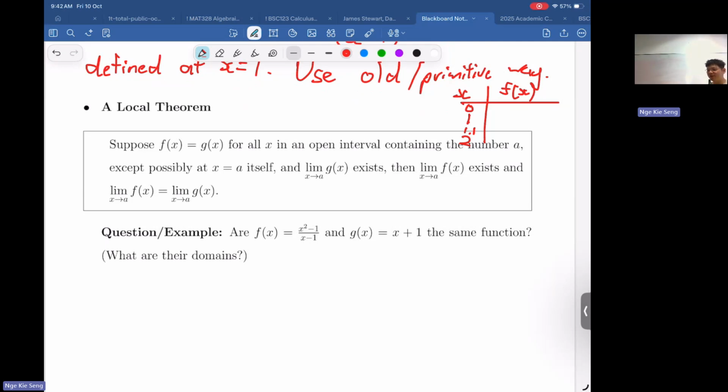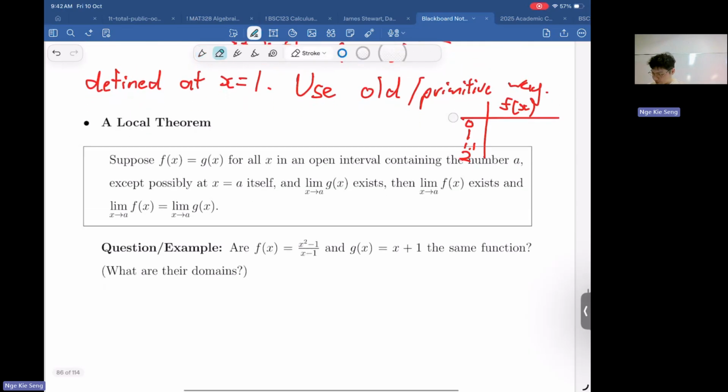What we were doing just now was actually this theorem. We replace an f by another g. It's f(x) and g(x) being the same for all x in the open interval that contains the number a. You know how to think about this open interval here.